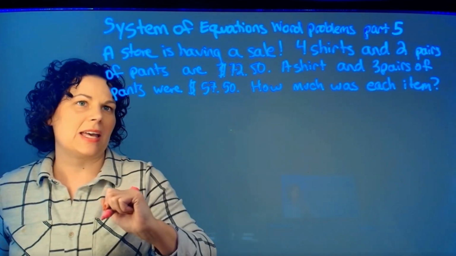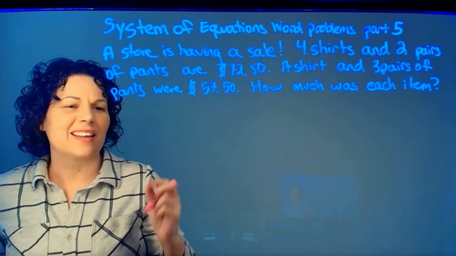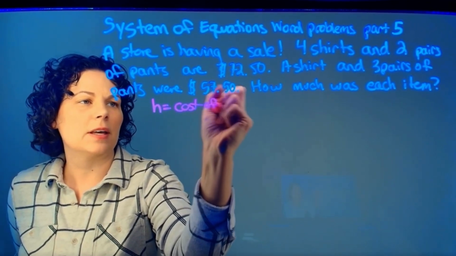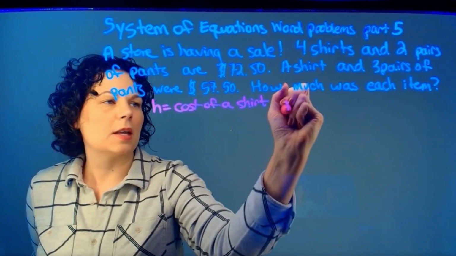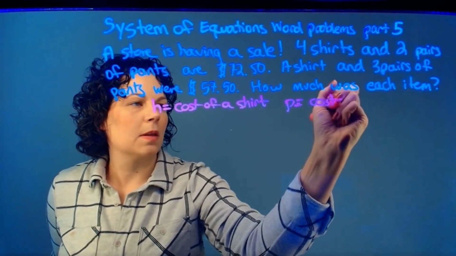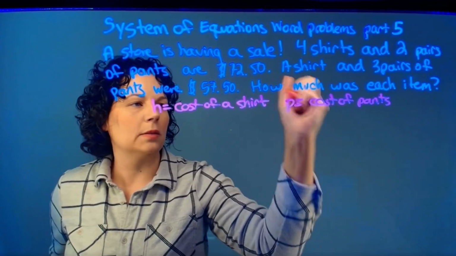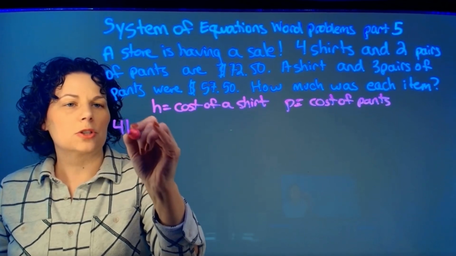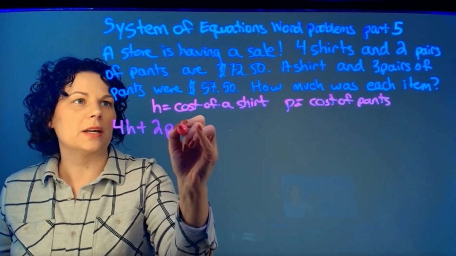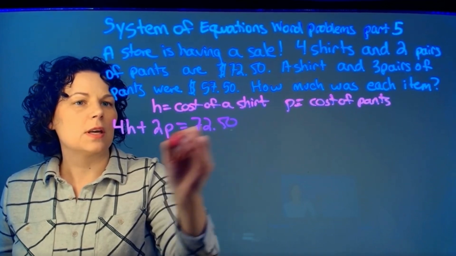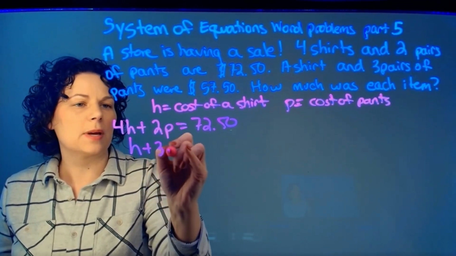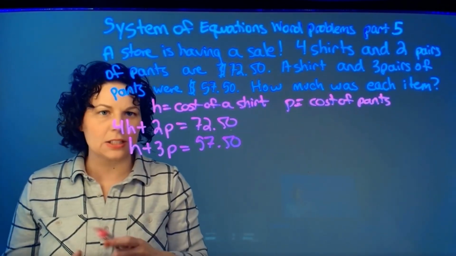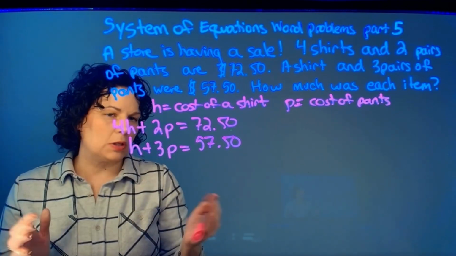So I'm going to use H instead of S. S looks too much like a 5. So H is going to be the cost of a shirt, and P is going to be the cost of pants. So let's say 4 shirts plus 2 pairs of pants were $72.50, and 1 shirt and 3 pairs of pants were $57.50. Okay, so this one I cannot just do elimination.